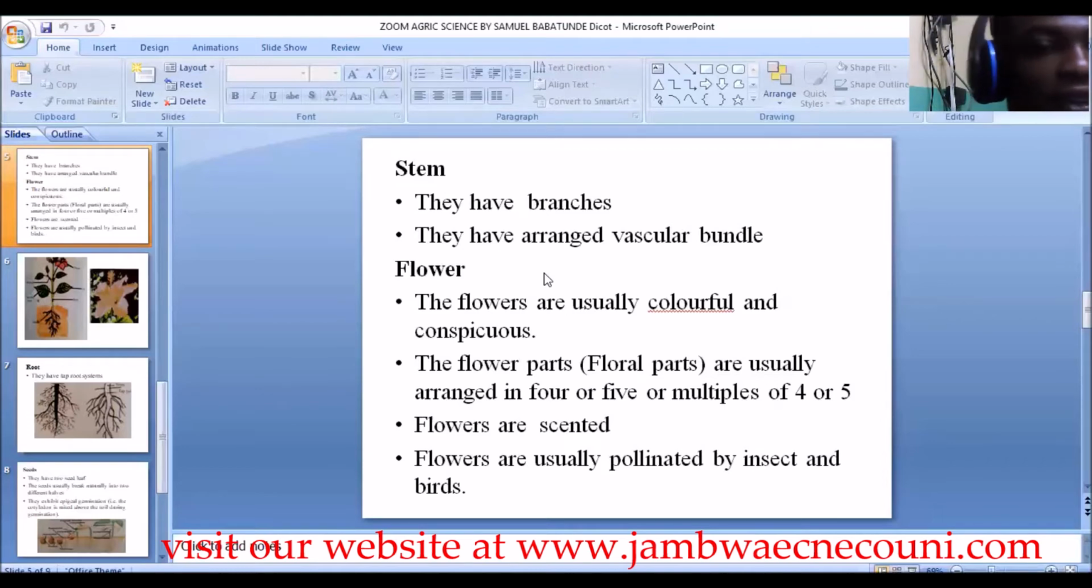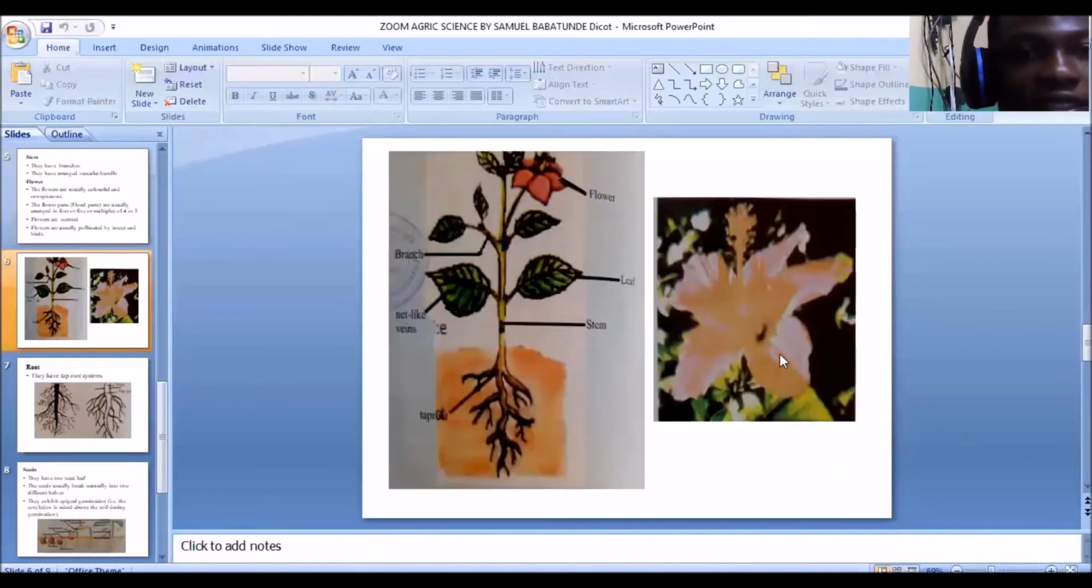Now this is a diagram of a dicot flower. You can see it is arranged in multiples of 4 and 3. You can see how colorful it is. It is colorful. It is conspicuous. It has scent. If you perceive this flower now, you see that it has scent. Look at this one also. You can see the color of this flower. It has scent. And it's pollinated mainly by what? By birds or insects. So this is a typical example of a dicot flower.